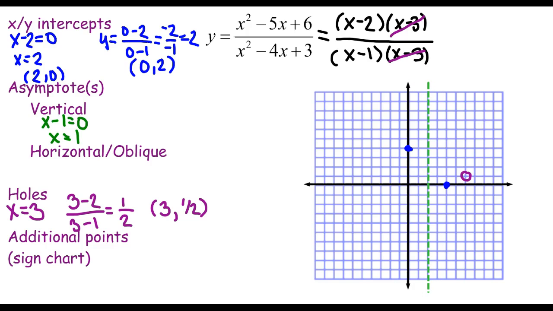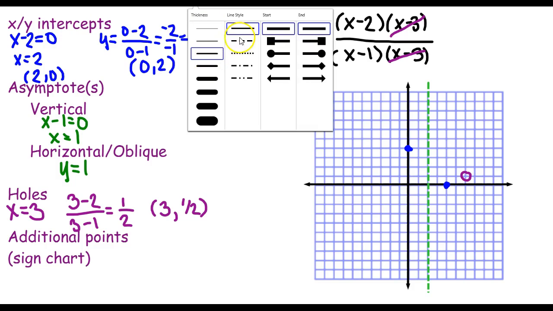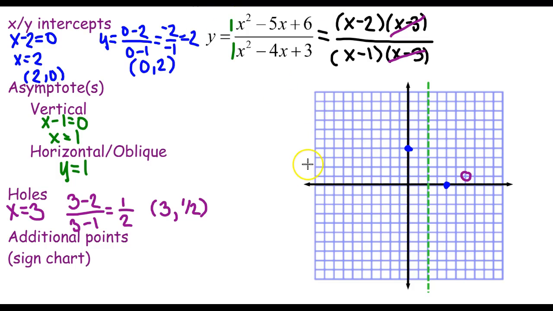Then next I'm going to look for my horizontal or maybe oblique asymptotes. Again, I'm looking at the degrees. The degree is the same. So this is really the coefficients of 1 and 1. That's telling me that I have a horizontal asymptote at y equals 1. Again, when the degrees are the same, it's whatever those leading coefficients are. So I'm going to graph the horizontal asymptote at y equals 1.